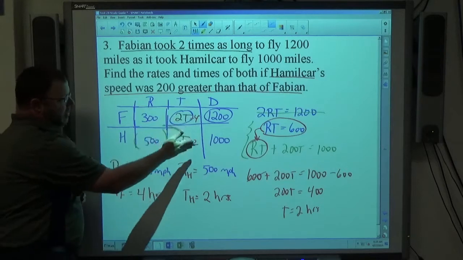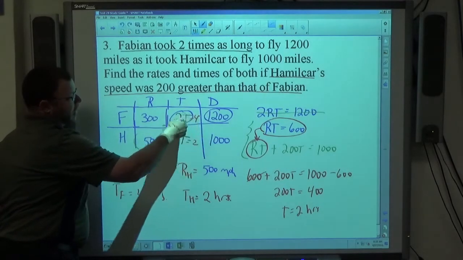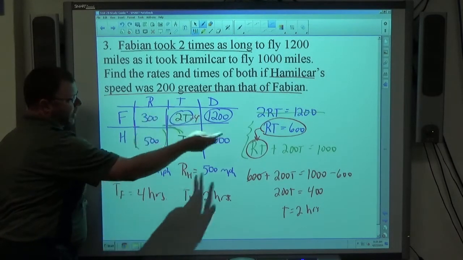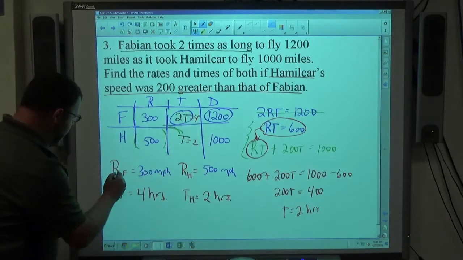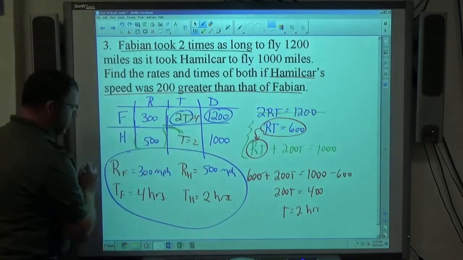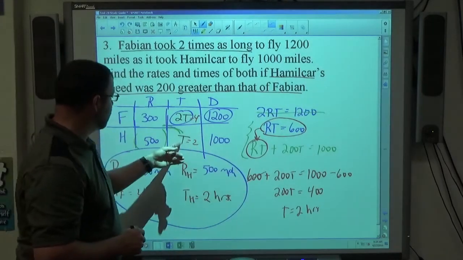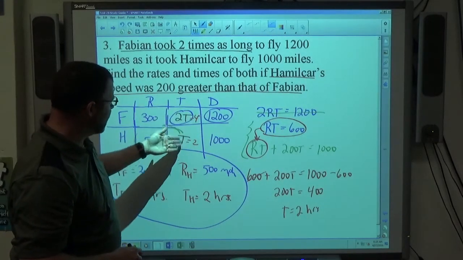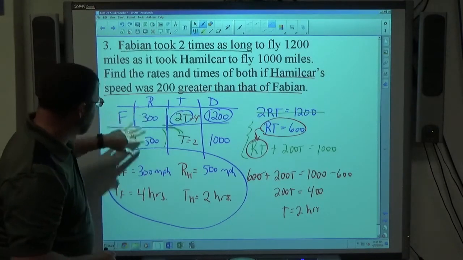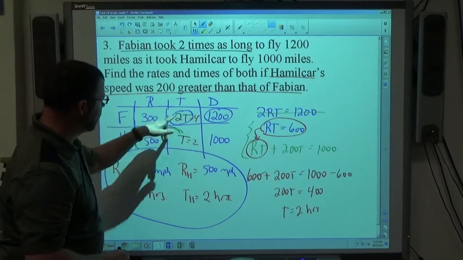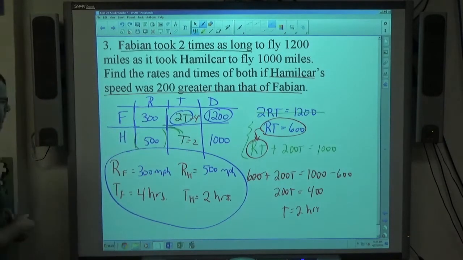But if I already know the times and I know the distances, distance divided by time equals rate. 1200 divided by 4 is 300. Distance divided by time equals rate. 1000 divided by 2 is 500. So there's all my answers. You get an answer, use that answer to fill in something. And again, I like to use a relationship to get the time, and then once I know both of these, I divide. Or if I happen to find R first, then I find both of these, and then I divide to get those. That's what I would do.